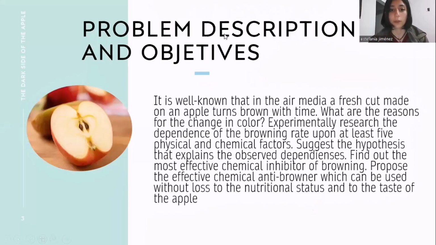It is well known that in the air media, fresh food made on an apple turns brown with time. What are the reasons for the change in color? Experimentally research the dependence of the browning rate upon at least 5 physical and chemical factors. Suggest the hypothesis that explains the observed dependencies. Find out the most effective chemical inhibitor of browning. Propose the effective chemical anti-browner, which can be used without loss to the nutritional status and to the taste of the apple.